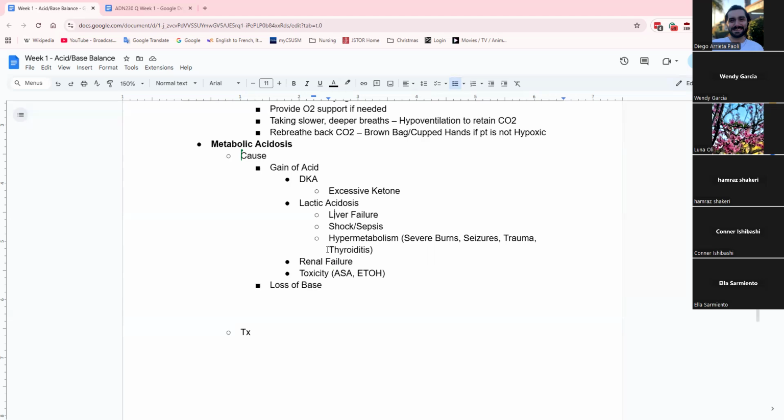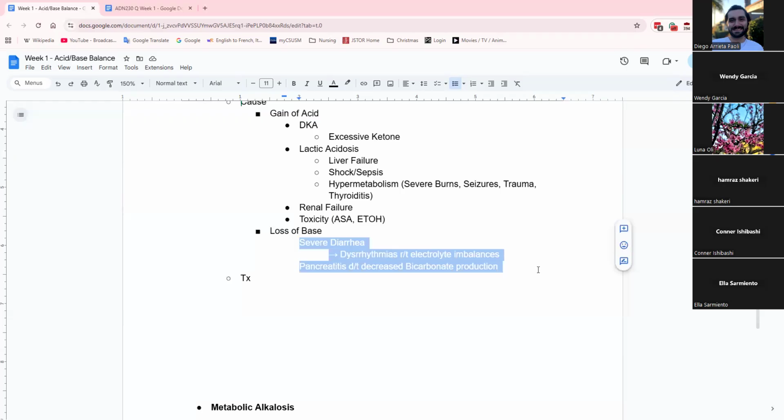So we talked about thyroiditis. There's a few other ways that could happen, so it could be severe burns or anything like that. But don't focus on the specifics, just getting the general idea is going to be good. And then you guys mentioned the diarrhea and the pancreatitis.